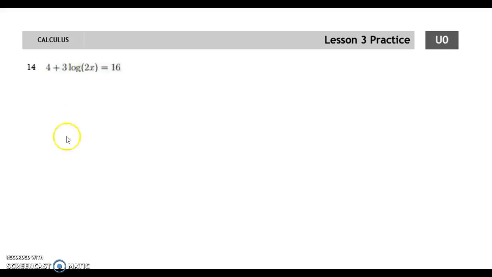Take a look at number 14. Now, this one is very similar to the previous problem in that it is exactly the same problem. So you don't need to do this one. Moving on to number 15.